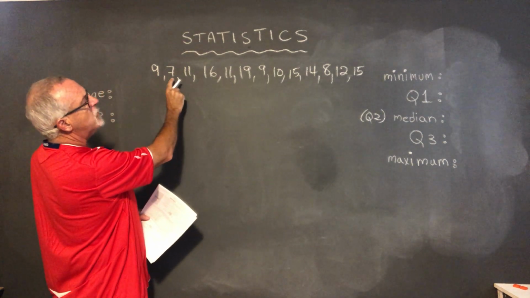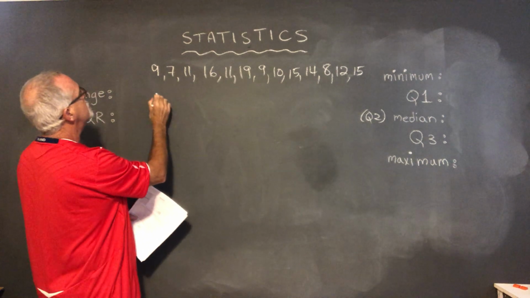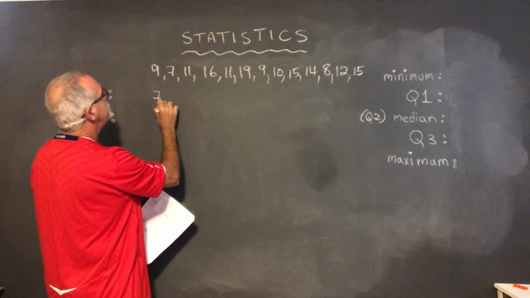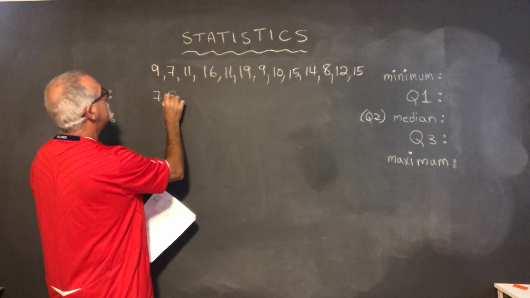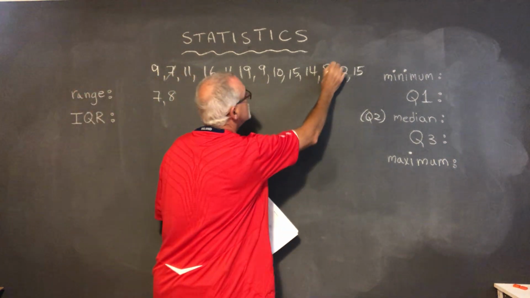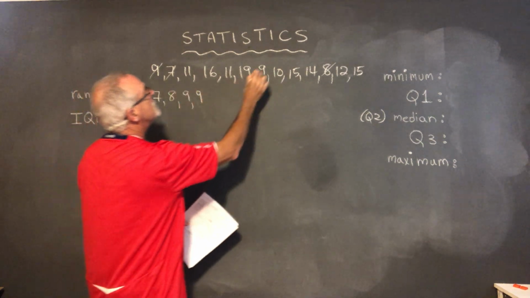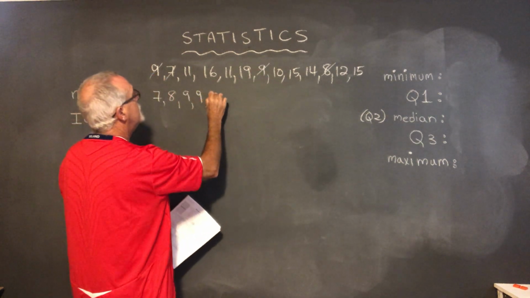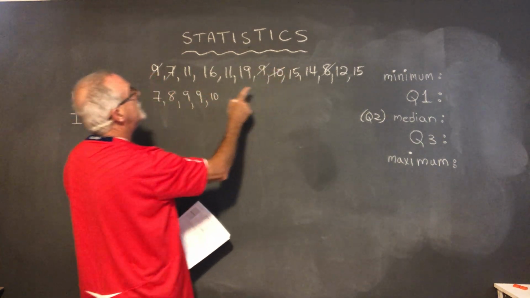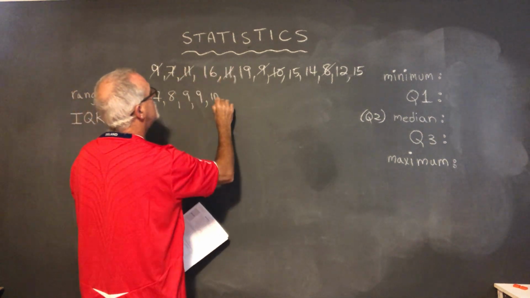So the one-digit numbers are going to be the smallest numbers, so I'm going to do those first. We have 7, and we have an 8. Cross those out. We have two 9s. Cross those out. 10, only one of those. Two 11s.